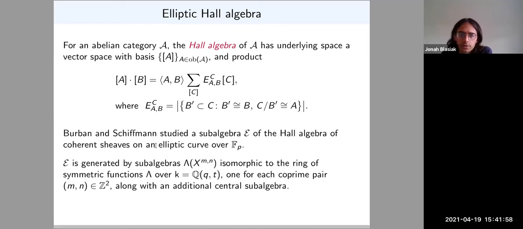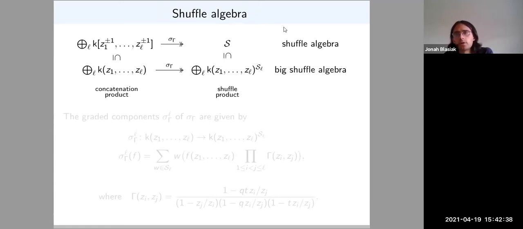For us, we're not going to go into many details on this, but one takeaway from this construction is that this elliptic Hall algebra is generated by certain subalgebras, lambda of x m n, each isomorphic to the ring of symmetric functions, where m and n are any coprime pair of integers. All right, so we want a more concrete and combinatorial understanding of this elliptic Hall algebra. One good way to do that is to study another algebra called the shuffle algebra. This is a summary that I'm going to explain to you in the next few slides.